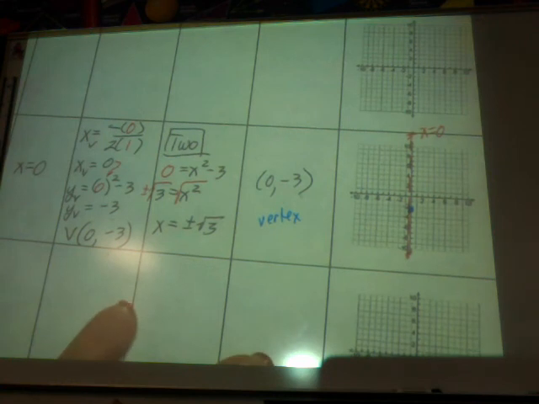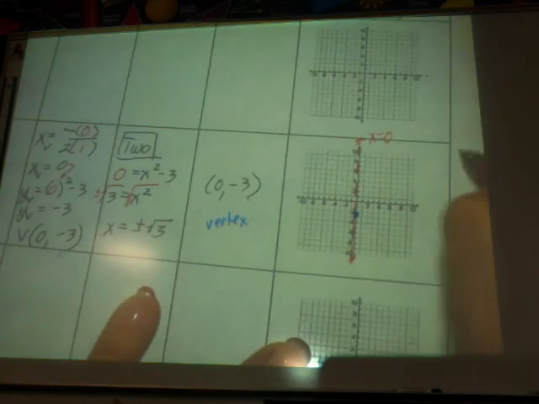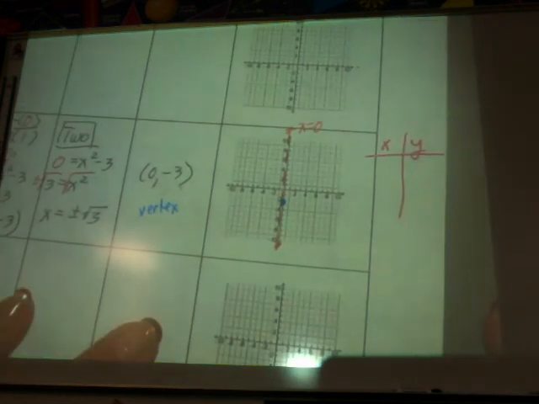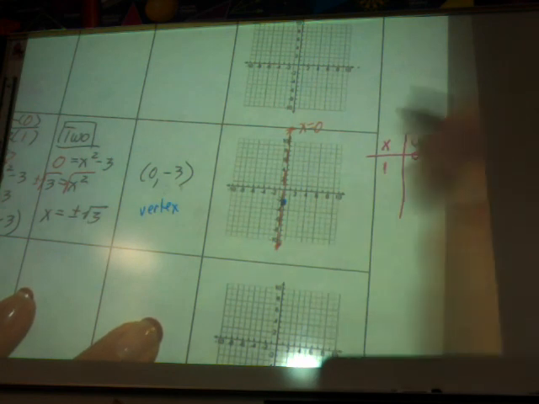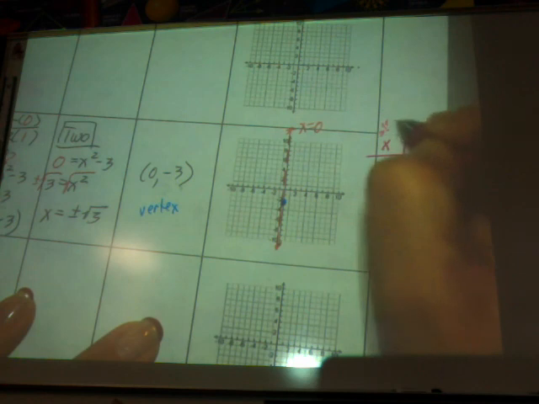So now we're going to have to do an xy table. So off to the side, you're going to do an xy table. I will allow you to do some work in your head. Now let's be smart. If I were you, I would choose positive values. And don't choose really big positive values. What's an easy number to plug in? We can't use 0 because it's our vertex. So I would be plugging in 1. So if I plug in 1, and remember, we're plugging into y equals x squared minus 3.